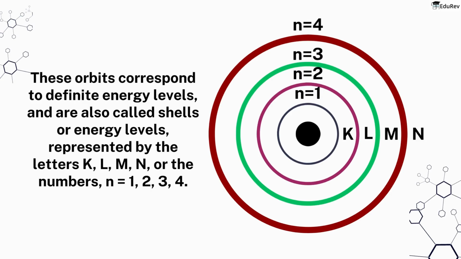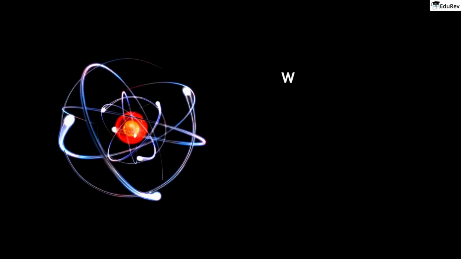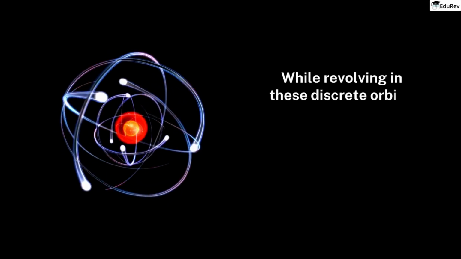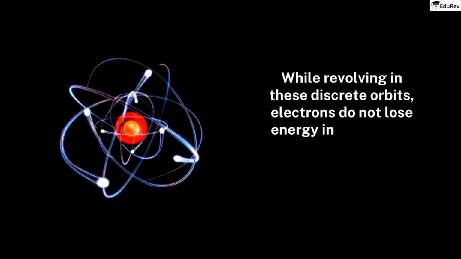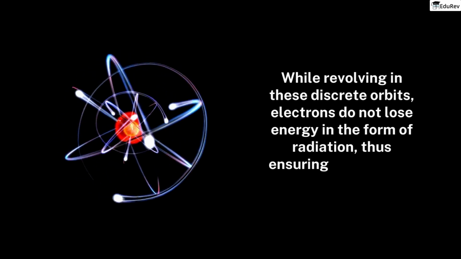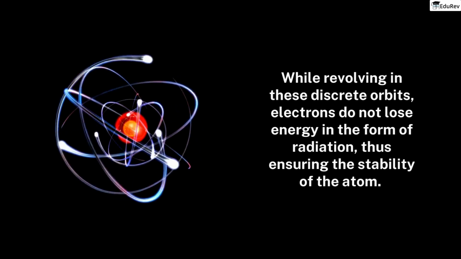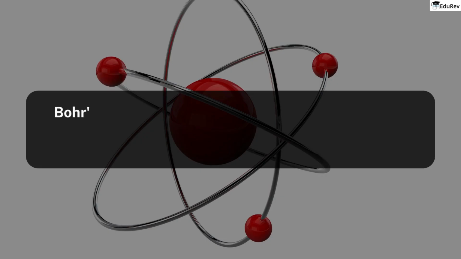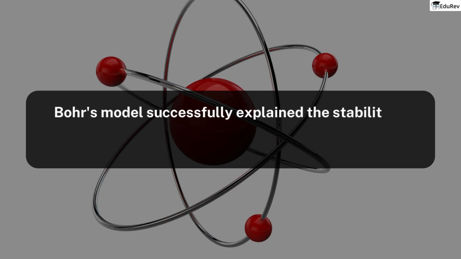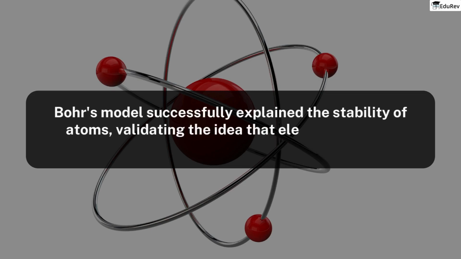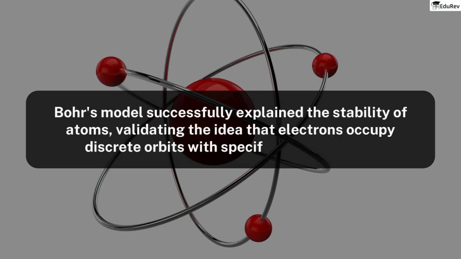Now, according to the second postulate, while revolving in these discrete orbits, electrons do not lose energy in the form of radiation, thus ensuring the stability of the atom. Bohr's model successfully explained the stability of atoms, validating the idea that electrons occupy discrete orbits with specific energy levels.